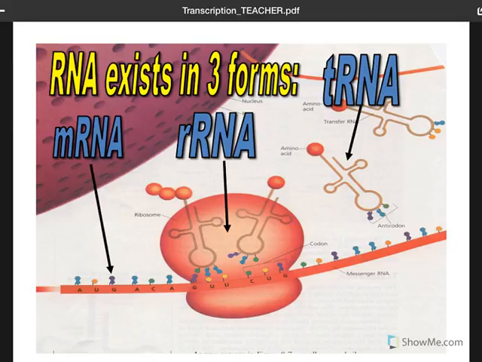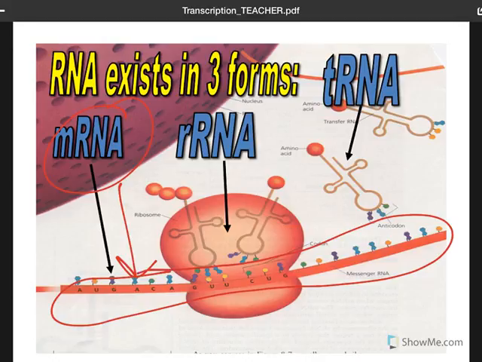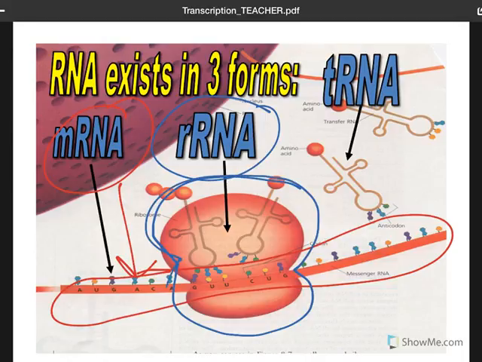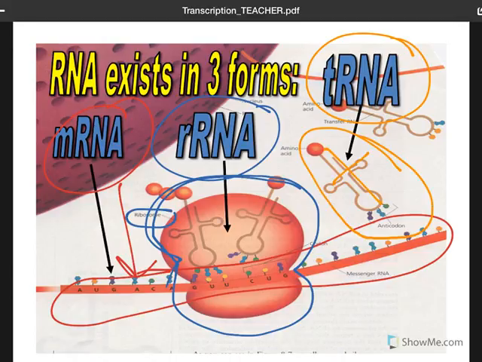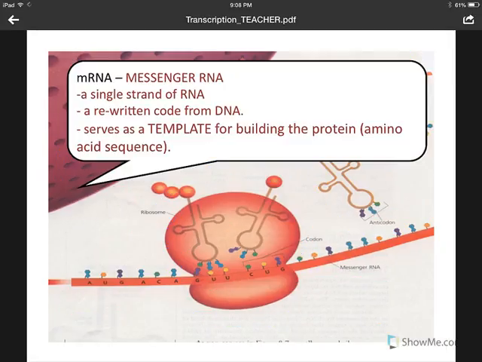Just to recap, we know that there are 3 different types of RNA that can be formed. We've got your mRNA, which stands for messenger RNA. It's pointing to this long single strand here. Your rRNA is this large glob here, which stands for ribosomes. You'll see it's labeled as a ribosome. And our third type is called tRNA. It's shaped like a T. It stands for transfer RNA. We'll talk about those 3 types in a little more detail.